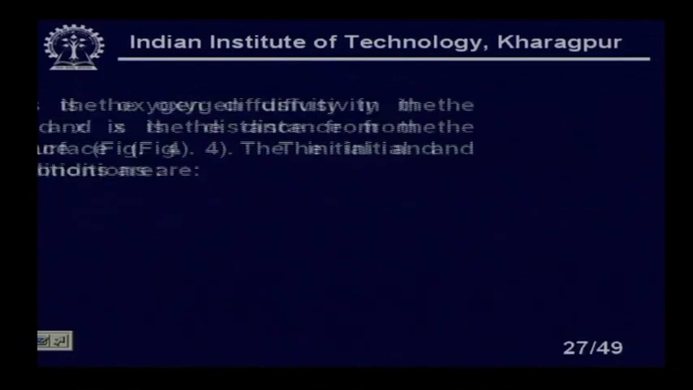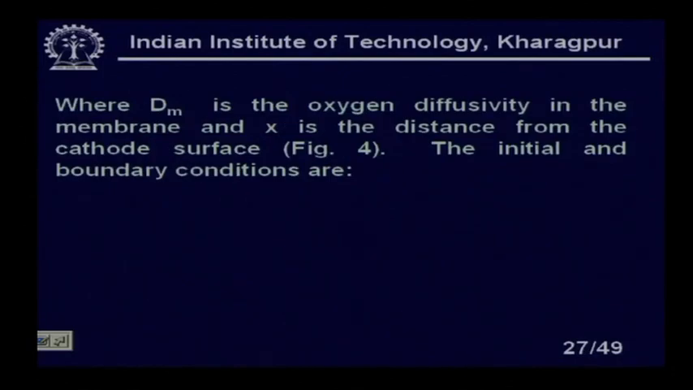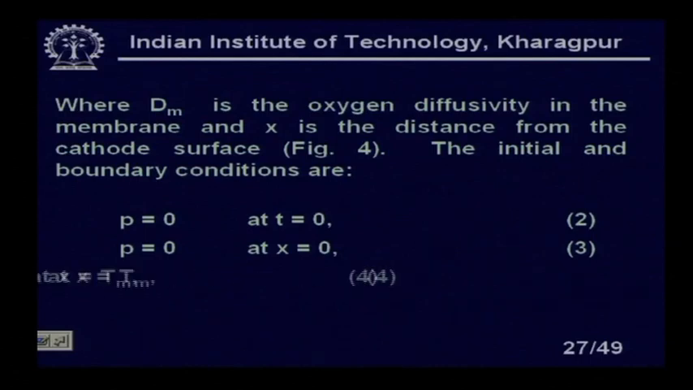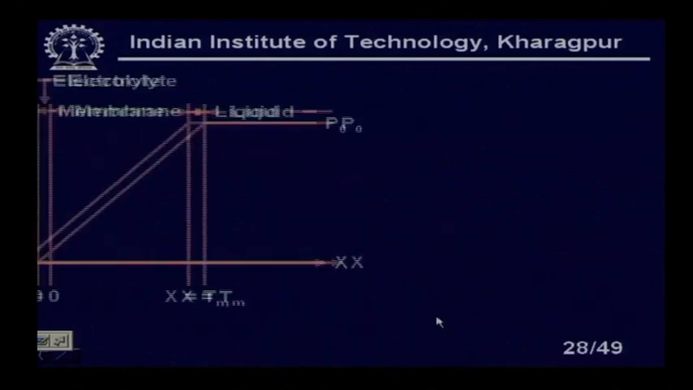This is equation number 1, where D_m is the oxygen diffusivity in the membrane, in the Teflon membrane, and x is the distance from the cathode surface. It will be clear from figure 4. The initial and the boundary conditions are P equal to 0 at t equal to 0, initially there is no partial pressure; P equal to 0 at x equal to 0, at the cathode surface; and P equal to P0 at x equal to L_m. L_m is the thickness of the membrane, please note. So, we start at 0 and we end at x equal to L_m.